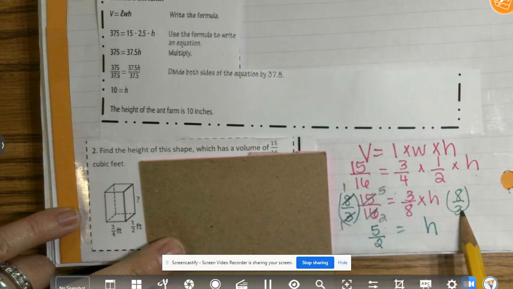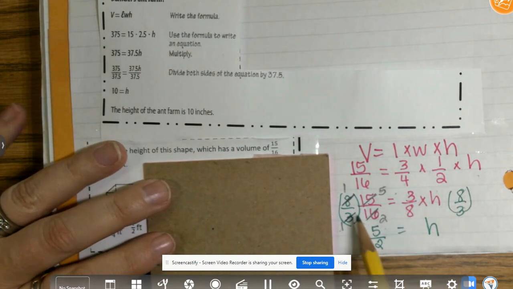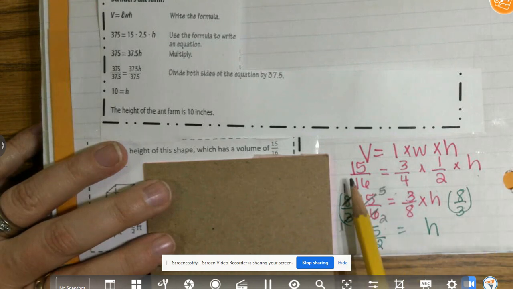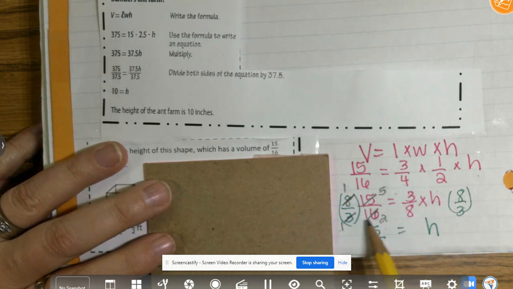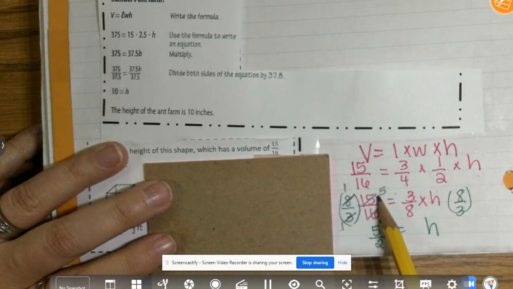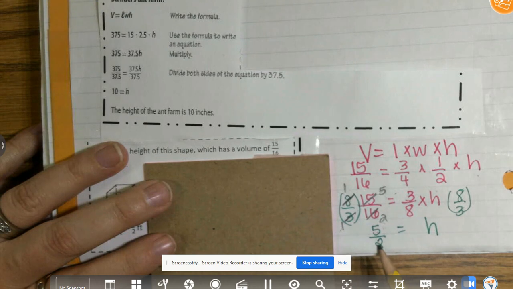the 3/8. If I multiply on one side, I must multiply on the other side. So when I multiply, I could multiply 8 by 15. That's perfectly fine, but I want to see if I can simplify to get some friendlier numbers. Well, I can, because 8 goes into 16 2 times, and 8 goes into 8 once. 3 goes into 3 once, and 3 goes into 15 5 times. So then I multiply 1 times 5, which is a lot nicer than 8 times 15. So 1 times 5 is 5, and 1 times 2 is 2. So my answer is 5/2.